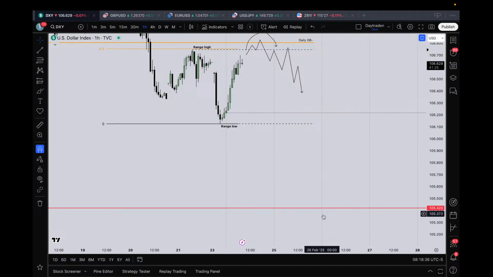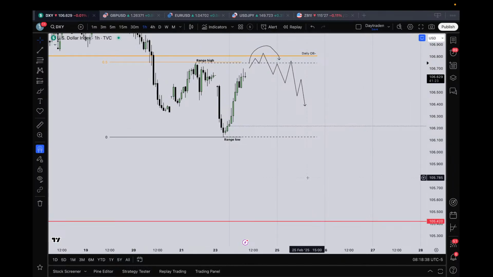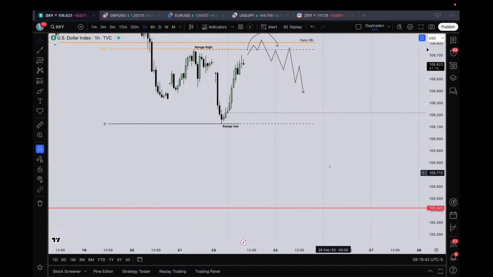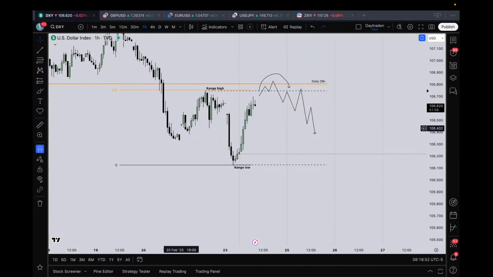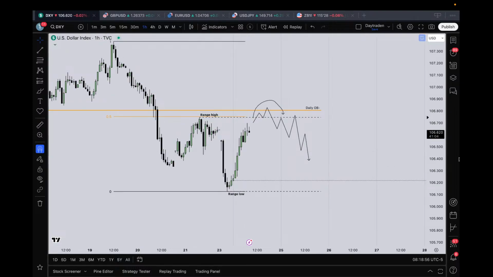Could that happen this week? It could. Does it need to happen, this move towards that 105 level? No, it does not. Yeah, no risk, no Rari. That's absolutely true, man. That's absolutely true. No risk, no Rari. But that's the dollar index.